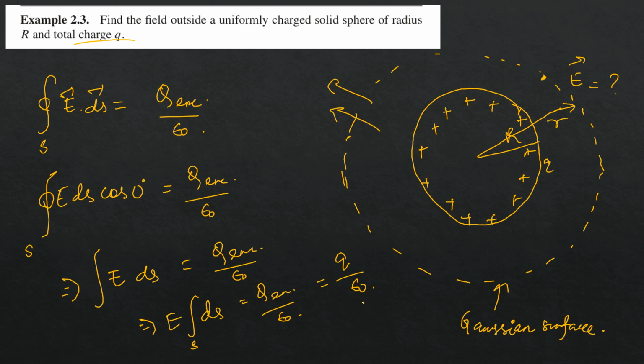What is the area of this Gaussian surface? It is 4 pi small r square. So E into 4 pi r square is equal to q by epsilon naught. If I take 4 pi r square to the other side, it will be E is equal to 1 by 4 pi epsilon naught, q by r square, in the r direction. So this is the result.